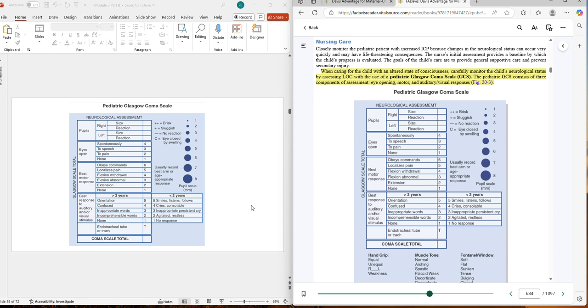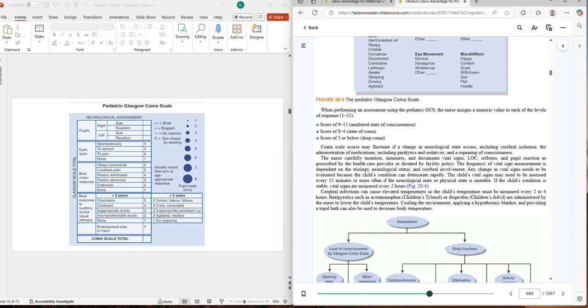The most essential part of the nursing assessment after a head injury is checking the level of consciousness. So you might want to write that down. I'll say it again. It's on a sticky note in my book. The most essential part of the nursing assessment after a head injury is checking the LOC, the level of consciousness. Okay? So the nurse carefully monitors, measures, and documents the vital signs, LOCs, reflexes, pupillary reaction. So make sure you understand that according to the facility policy. And that's on page 684.